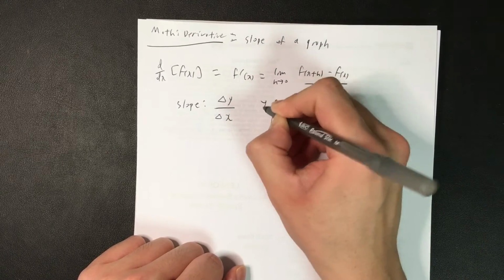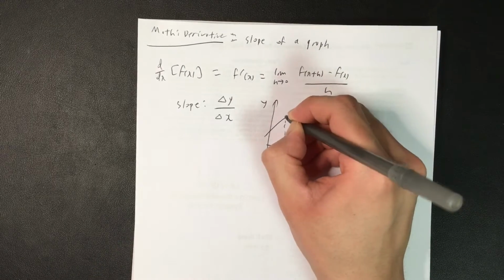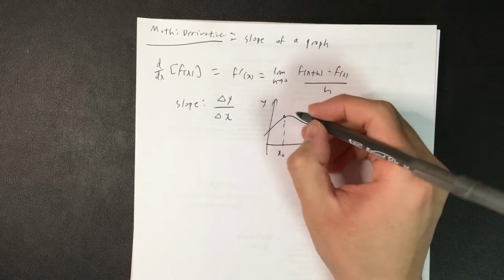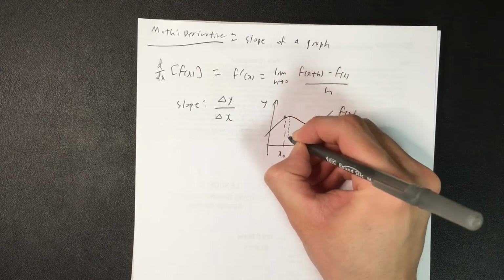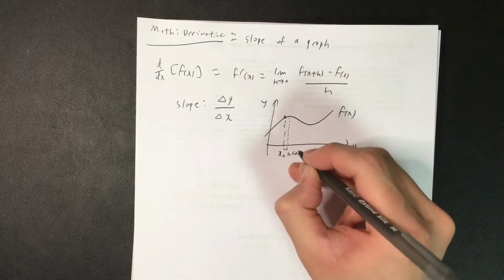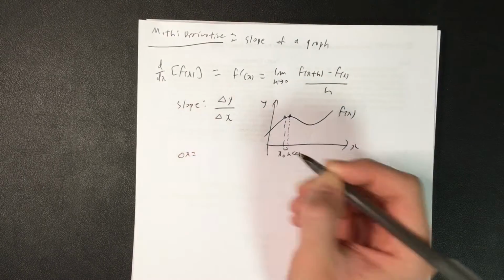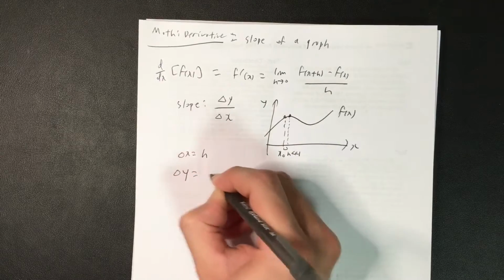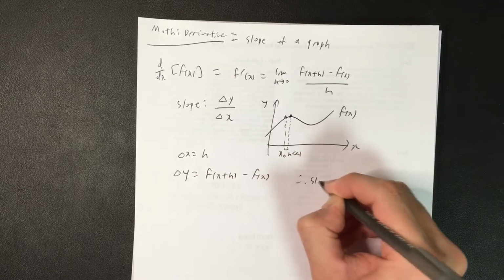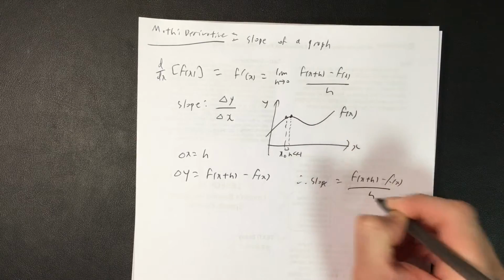So for some graph f of x that looks like this, if I want to calculate the slope at x naught, then what I do is take an infinitesimal increment. This distance would be h and would be very small, much smaller than 1. And at this point, change in x is simply h, and change in y would be f of x plus h minus f of x. So therefore, the slope would become f of x plus h minus f of x divided by h.